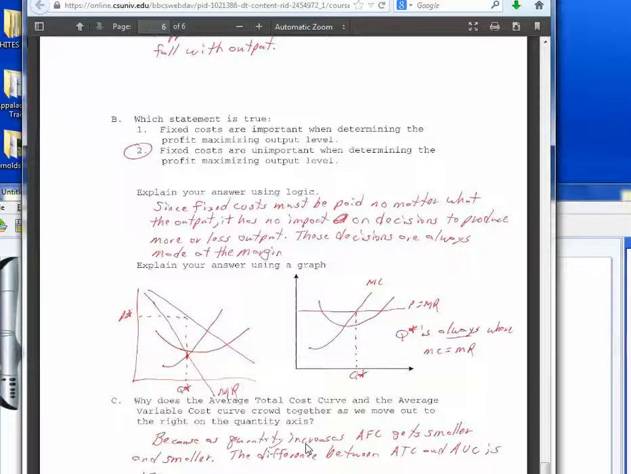And finally, why does the average total cost curve and the average variable cost curve crowd together as they move out to the right? Well, that's because as you move to the right, average fixed cost is getting smaller and smaller, and the difference between those two curves is average fixed cost. You can see it in a construction.